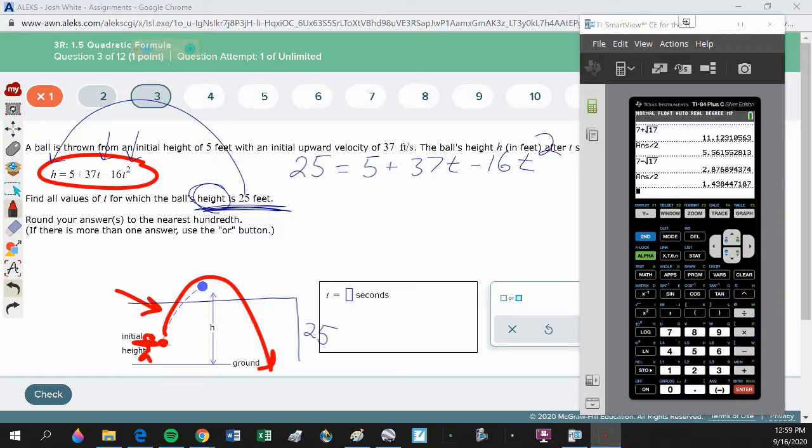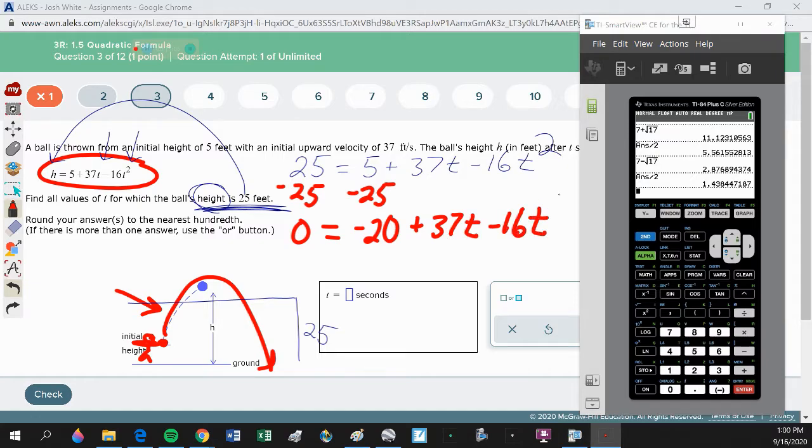Can I use the quadratic formula right now? No. Why not? It doesn't all equal 0. So you can either move everything to the right or move everything to the left. Doesn't really matter. Which way do you want to move it? Move it to the right? Okay, so I will subtract 25. And I get 0 equals negative 20 plus 37t minus 16t squared.